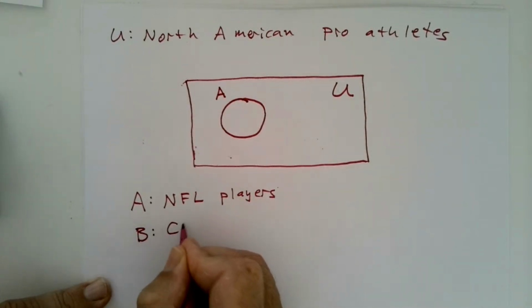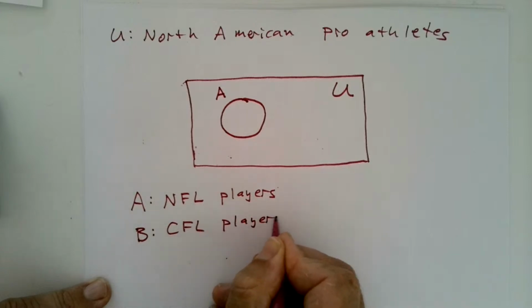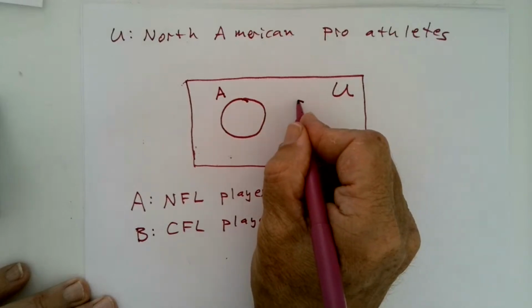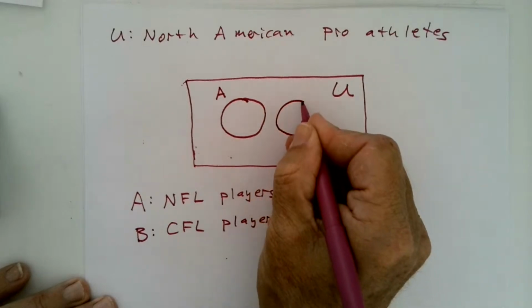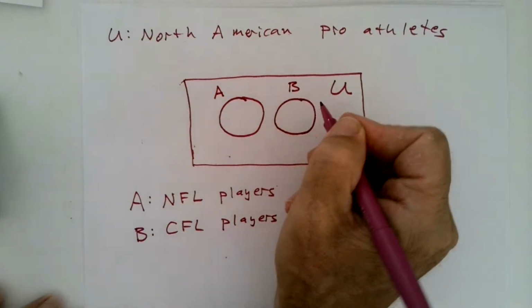B will be Canadian Football League players. Now, over the course of careers, people may play in both leagues, but at one time, they cannot be in both leagues at the same time. So if that's the case, there is no overlap. Here is our set B.